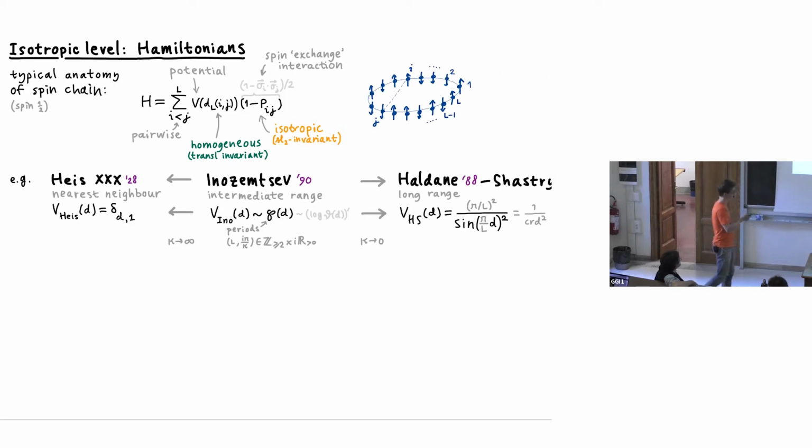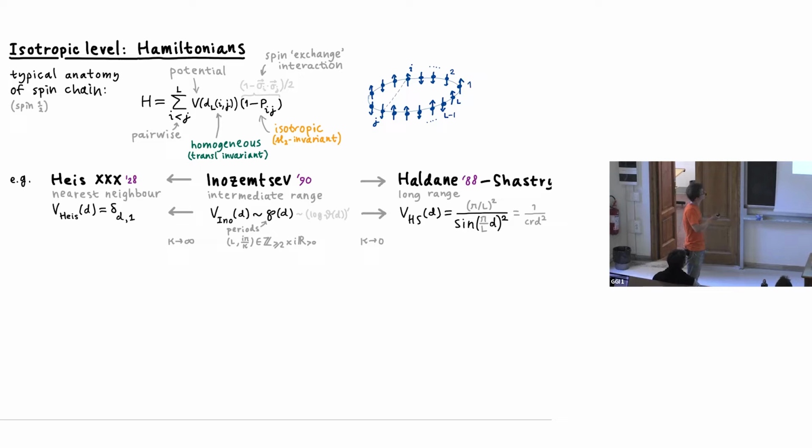Let's see, all right. So here is a typical anatomy of a spin chain. For simplicity, let's take L sites with spin 1/2 only. Hamiltonians typically have this type of form. For long-range spin chains, it's a sum over pairs of sites i and j. And each pair has this spin exchange interaction, 1 minus the permutation. So it's an anti-symmetrization spin exchange interaction.